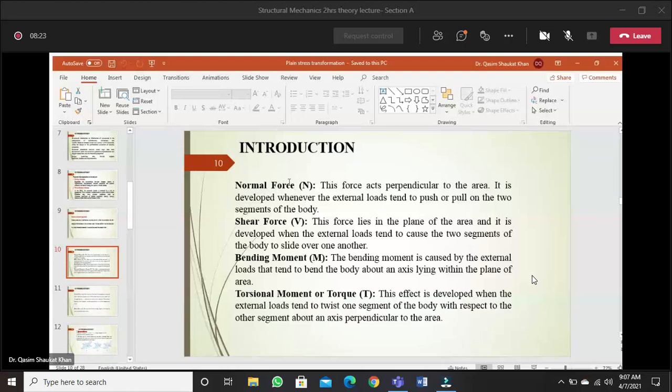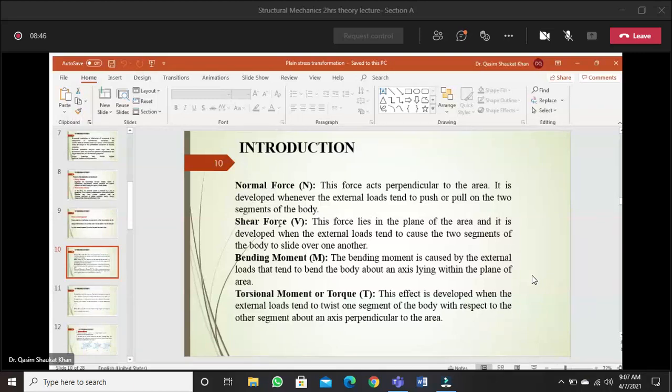So you have normal forces which act perpendicular to the area, and these forces will tend to push or pull the body. ठीक है जी, push or pull means they are either compressive or tensile forces. Correspondingly, normal forces will produce normal stresses, compressive stresses or tensile stresses.